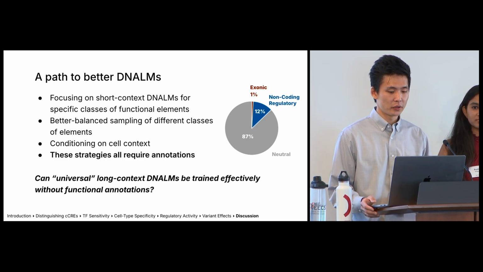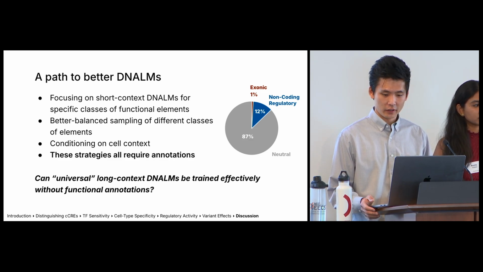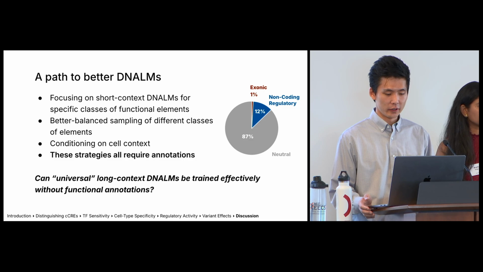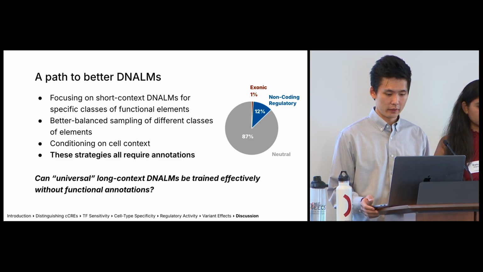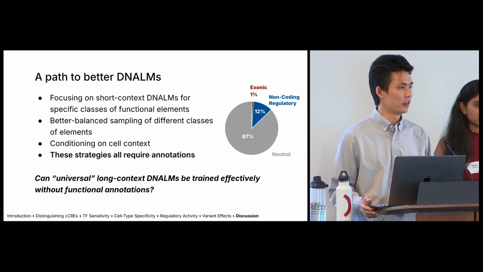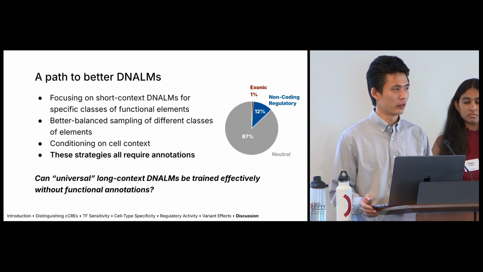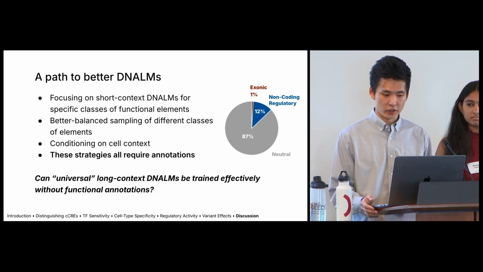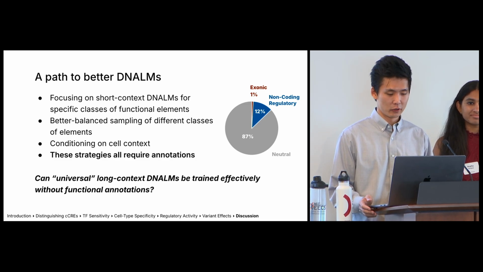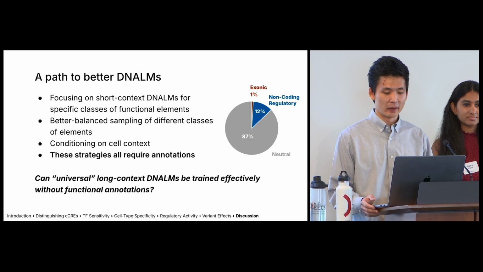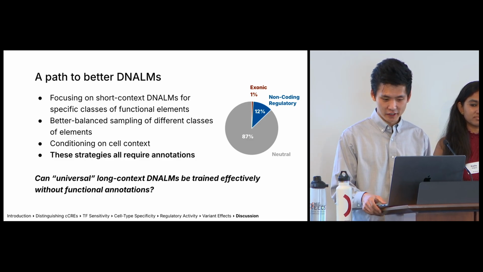And these can include training local short context models on specific classes of functional elements, such as promoters, 3' UTRs, and coding sequences, and adaptive sampling of elements to account for class imbalance, and explicitly conditioning on cell state context. But note that all of these strategies depend on some sort of annotation beyond just a whole genome sequence. And it is an open question whether universal DNA LMs can be built without the help of these annotations.